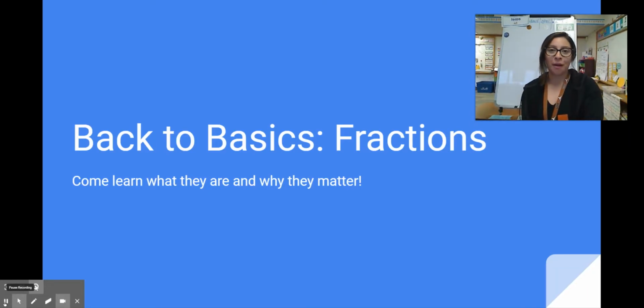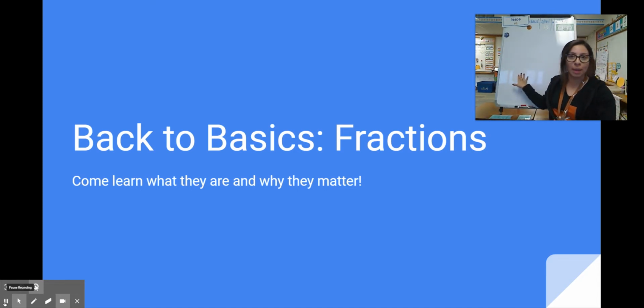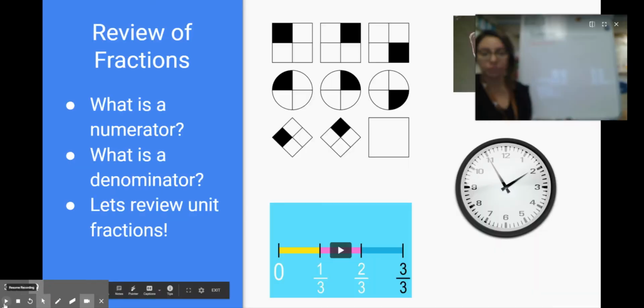Today we're talking about back to basics for fractions. And you'll notice that I have my lucky little whiteboard right back here. We're going to be going through a lot of visuals, which means pictures, some examples of what exactly fractions are, where we see them in life, and why they are important. So stay tuned. Here we go.